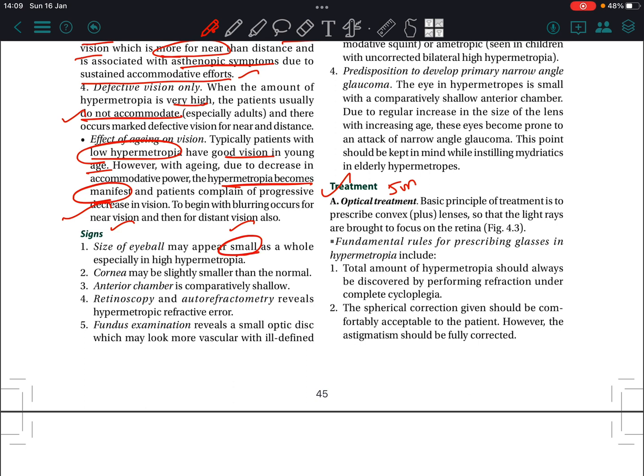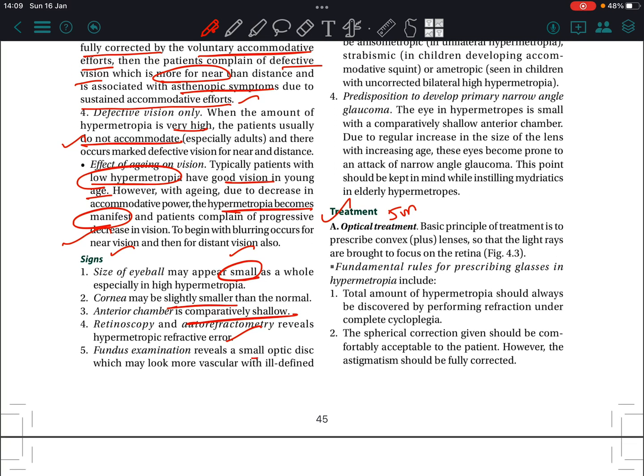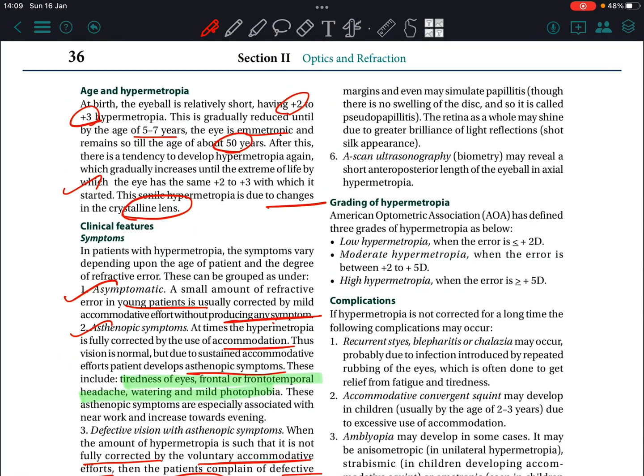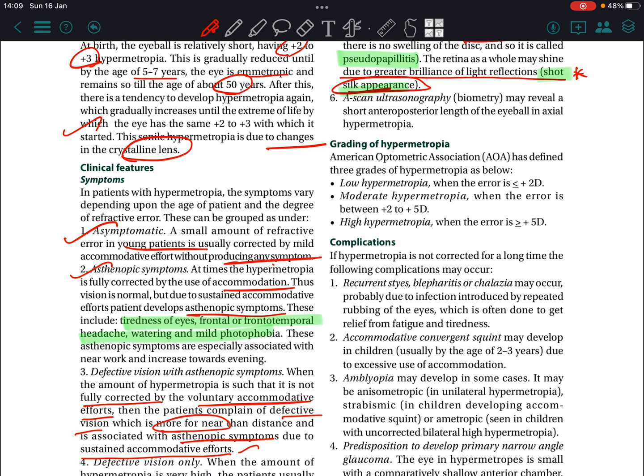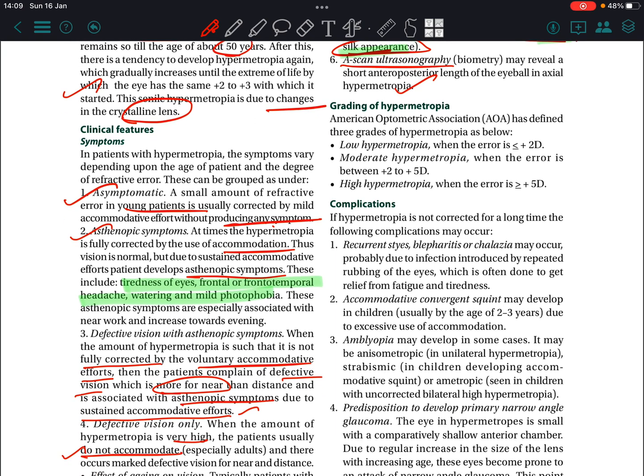Size of the eyeball appears to be small, and the cornea may be slightly smaller than normal, and is sometimes comparatively shallow. Retinoscopy and autorefractometry reveal hypermetropic refractive error. Fundus examination reveals a small optic disc which may look more vascular with ill-defined margins and even simulate papillitis. The retina as a whole may shine due to greater brilliance of light reflection, giving a shot silk appearance. A-scan ultrasonography biometry may reveal a short anteroposterior length of the eyeball in axial hypermetropia.